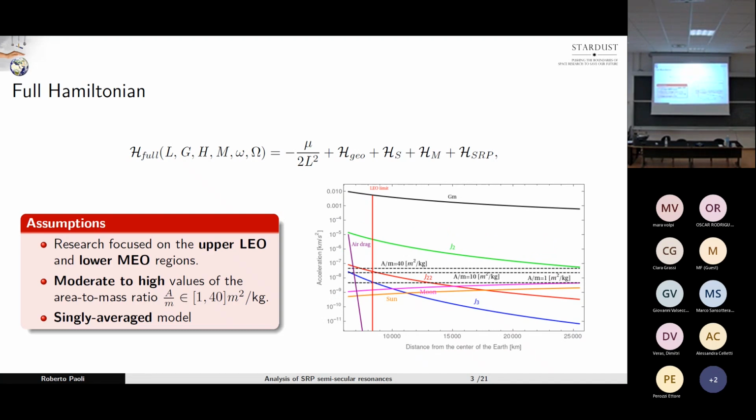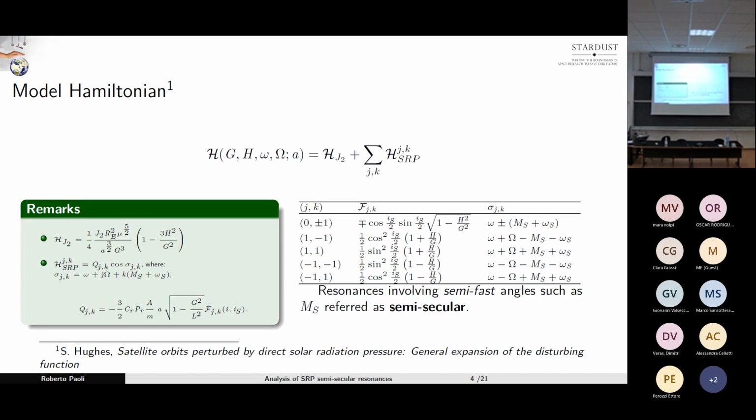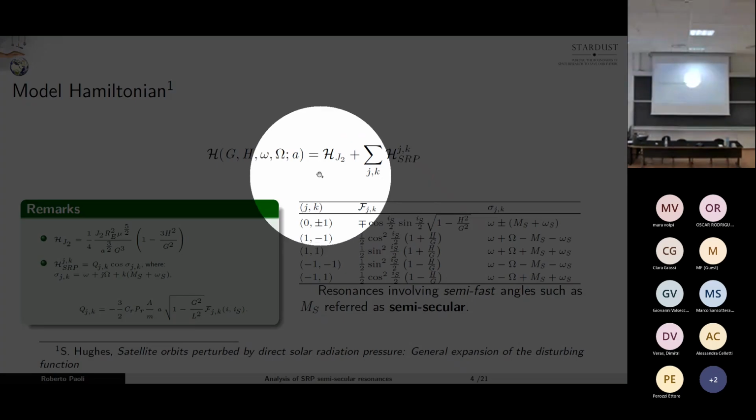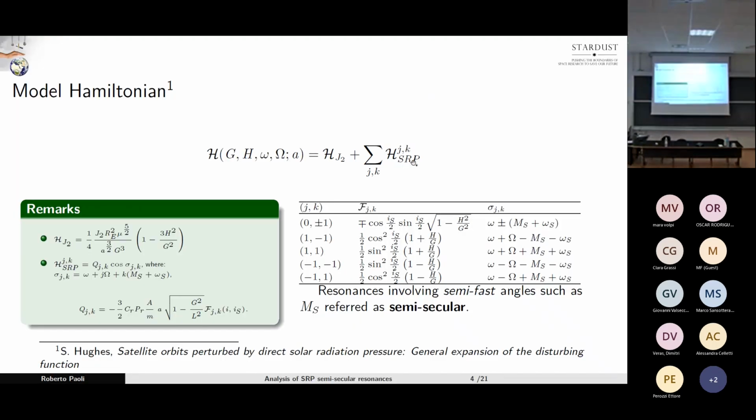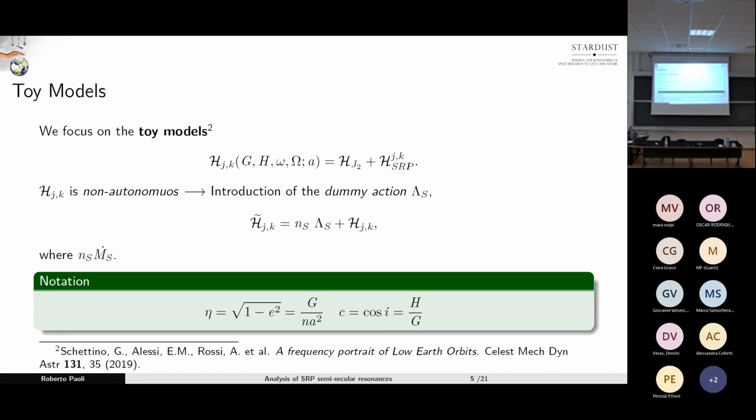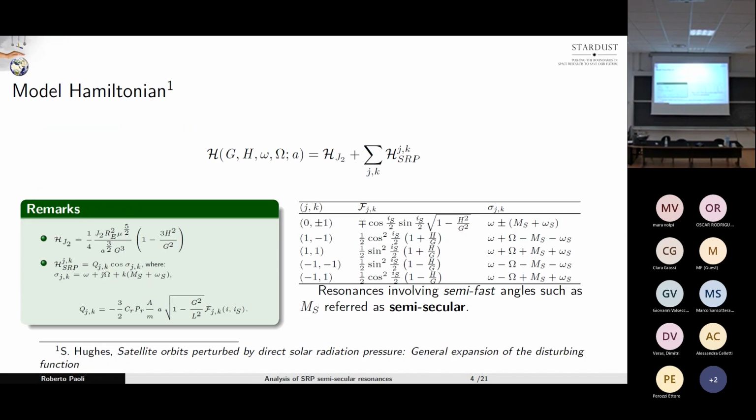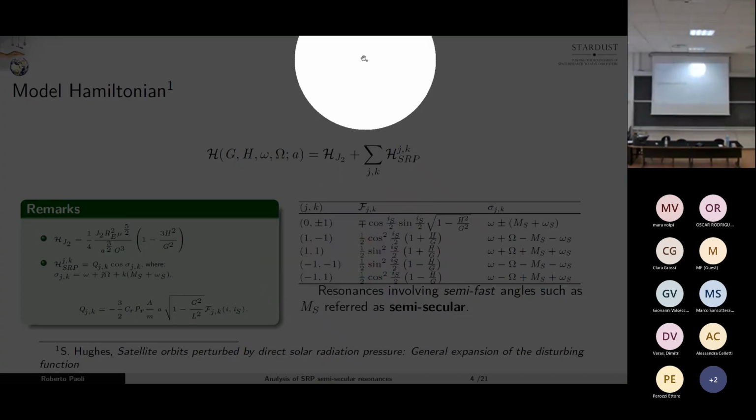We are going to consider a single averaged model because we're not really interested in short periodic perturbations. So a possible model of Hamiltonian is the one which includes only the secular effect of the J2 and the 6 most relevant terms in the Hamiltonian expansion of the solar radiation pressure potential. This is due to this paper, satellite orbits perturbed by direct solar radiation pressure. We can see here some details on the form of the solar radiation pressure.